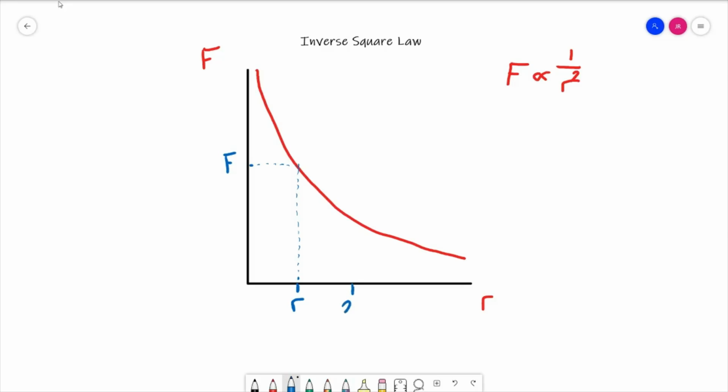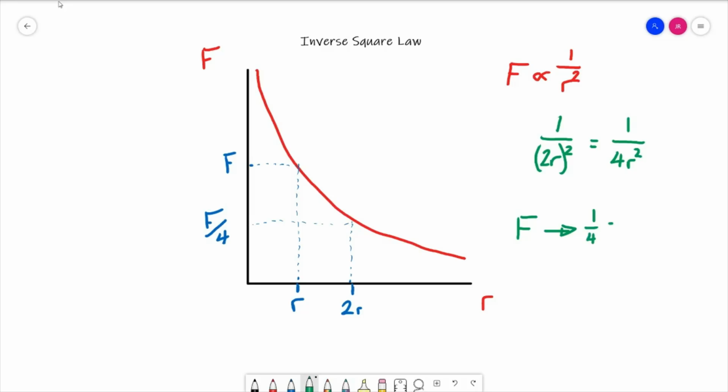if we were to double r and do exactly the same thing, what we should find is that the force has now become a quarter of the original force. If we think about our proportionality, we're now saying 1 over 2r squared, which will give us 1 over 4r squared. Our force has therefore gone from its original value down to a quarter of that value.